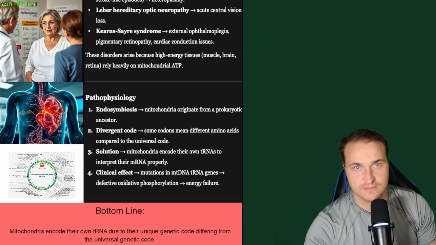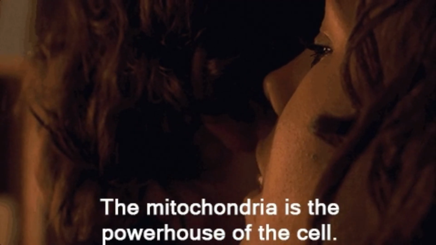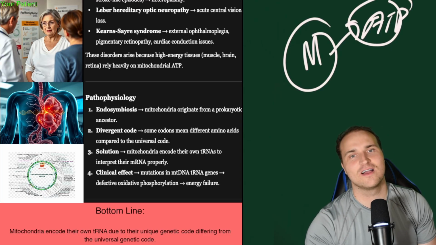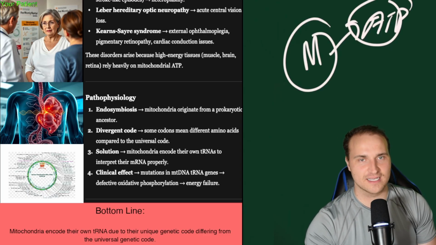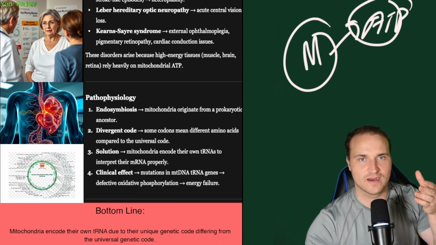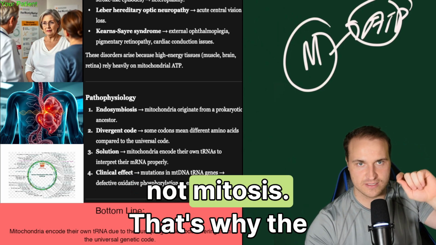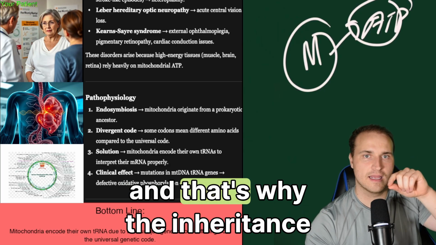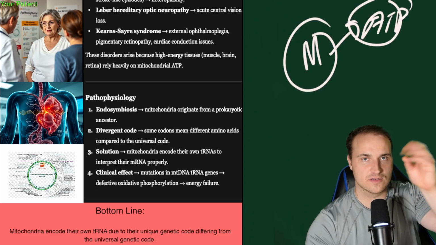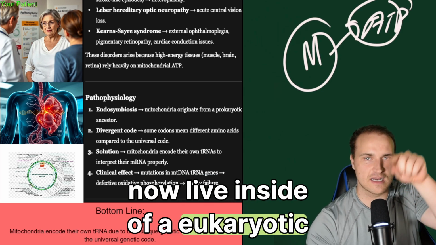Okay, so a mitochondrion is an organelle inside of a eukaryotic cell. It's the powerhouse of the cell. It makes the ATP. And it still has prokaryotic features, but it's no longer an independent cell. So today, mitochondria are not prokaryotic cells anymore, but they are descended from one. And that's why they have circular DNA like bacteria. That's why they have 70S ribosomes like the prokaryotes. That's why the membrane is double membraned. That's why they divide through binary fission like bacteria, not mitosis. That's why the genetic code is slightly different, and that's why the inheritance is maternal only, whereas the whole eukaryotic cell is diploid, has a maternal and a paternal. And so mitochondria are clearly prokaryotic in origin, even though they now live inside of a eukaryotic cell.